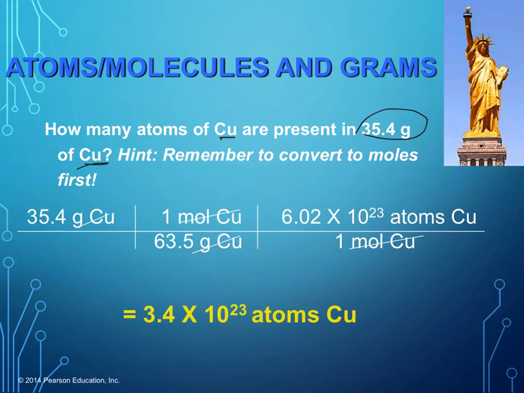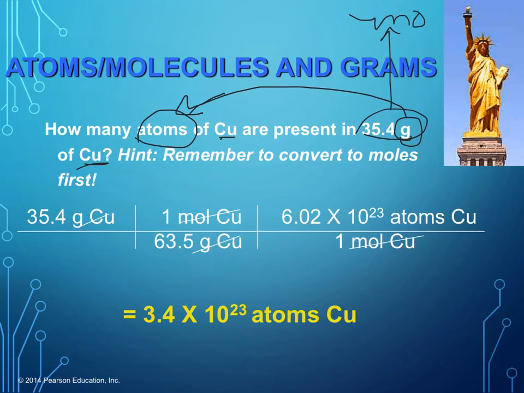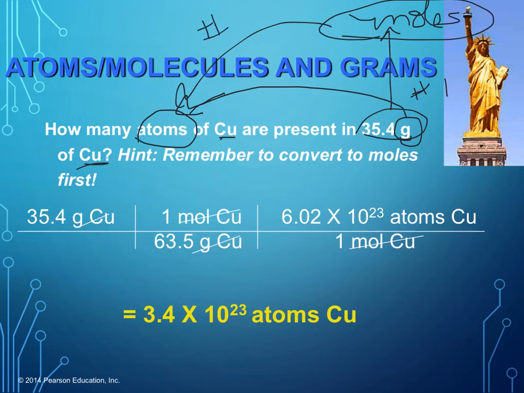Okay, so the first thing you want to do is pay attention to the unit. We're trying to get from grams to atoms, okay? If moles does not show up in the question, that means the first thing you need to do is convert to moles. Once you're in moles, you can convert to any other unit. So calculation 1 is going to moles, and then calculation 2 is going from moles to atoms.